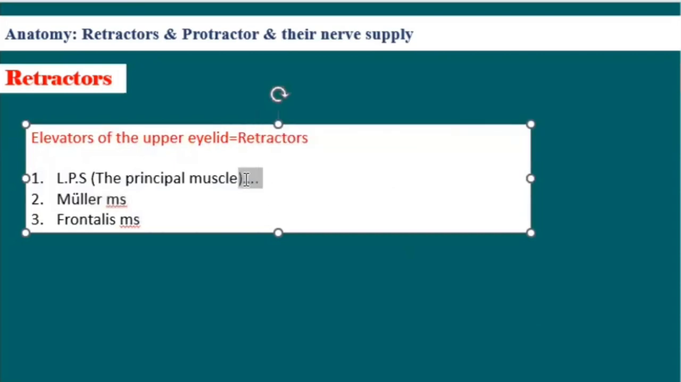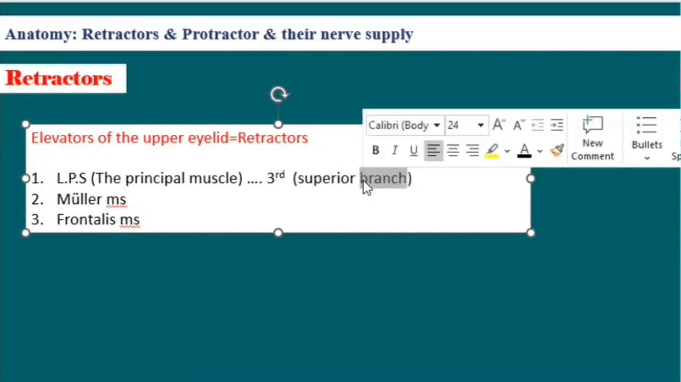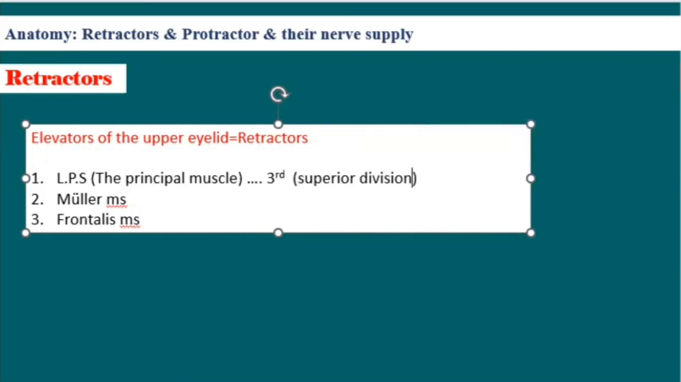So you have to tell me the nerve supply for every muscle. Cranial nerve 3, the oculomotor, supplies the levator palpebrae superioris. Mm-hmm. So the third cranial nerve, try to be more specific. Which branch? Ophthalmic? Sorry, what am I saying? The oculomotor nerve, superior branch. Yeah, superior division. We can say division, better term.